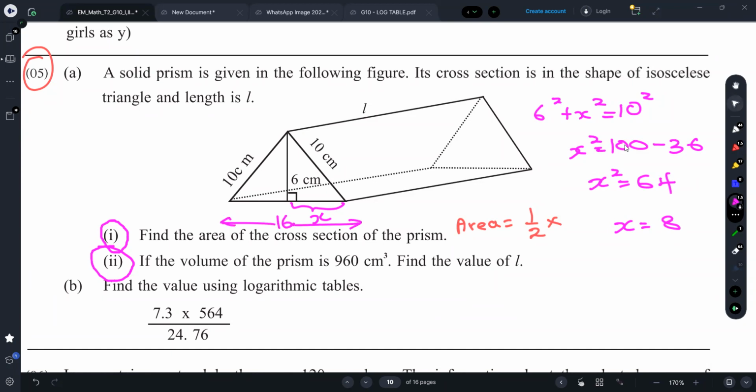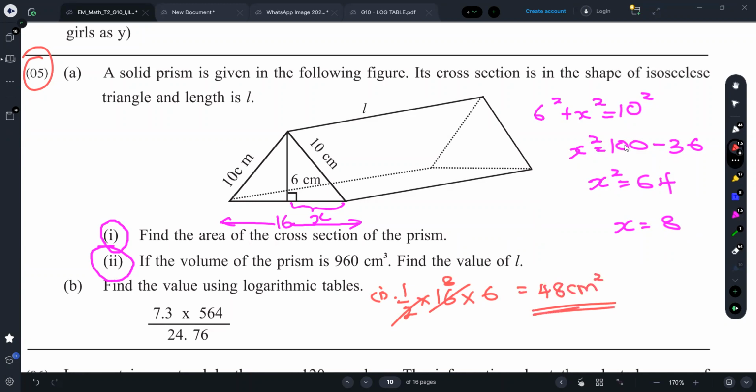If you take 8 directly, the answer is wrong. Then half into base into height. Half into base is 8, into height 6. Here 6 times 8, 48 centimeter square. If not, you can take straight away 8 times 6. Anyway, you can do it.